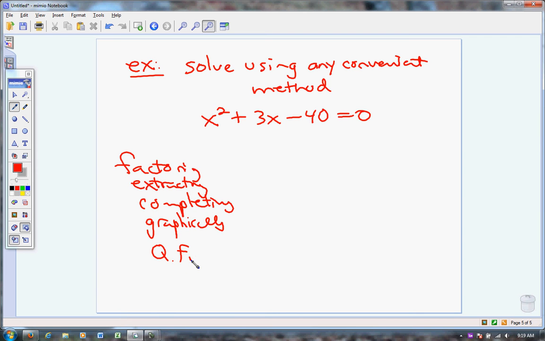When they say solve using any convenient method, pick one. And if I were you, I'd pick the quickest one. I think this one, the quickest one, is probably factoring because it factors real easy. Okay, so that's what you're going to see in homework tonight, and we'll stop there.